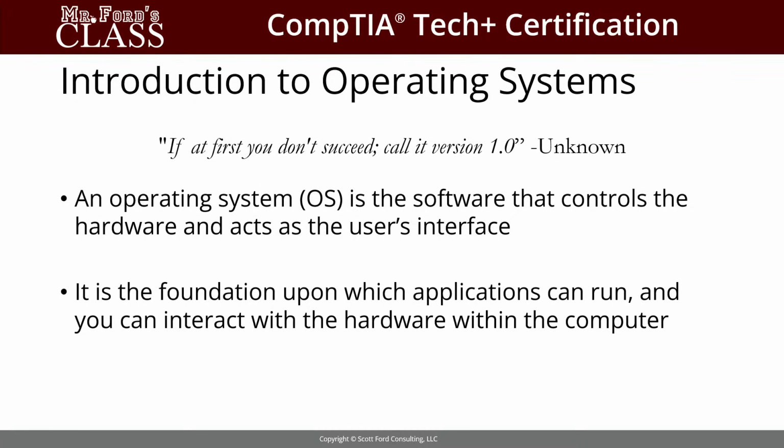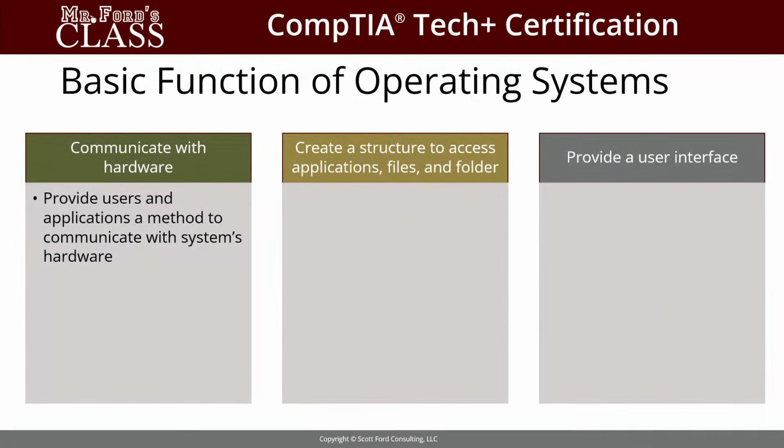So what are the basic functions of an operating system? Well, there are three categories of functions that we need to be aware of. The first one is it communicates with hardware, providing users and applications methods to communicate with system hardware. So it is our interface between the human and the hardware that runs the computer.